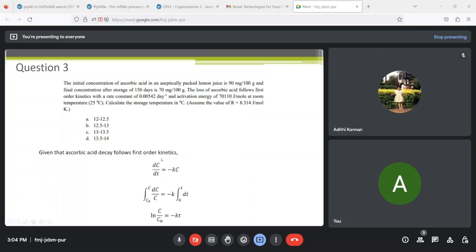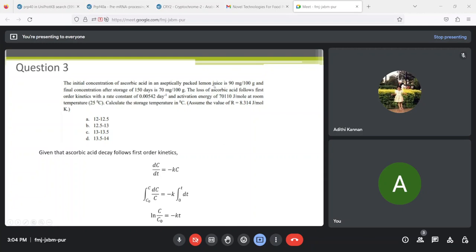So this is not just for ascorbic acid. When you have any component, be it a microbial organism, or a vitamin, or any food product that follows first order decay kinetics, this is one equation that you can use, and this was also discussed in the first week and the second week lectures as well. So if you have any doubts, you can refer back to those sessions as well. So ln C by C0 is equal to minus Kt.